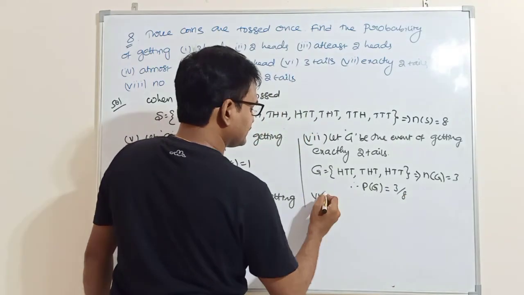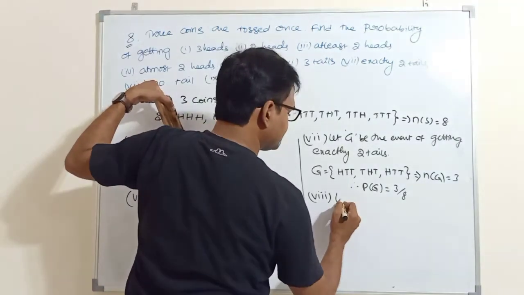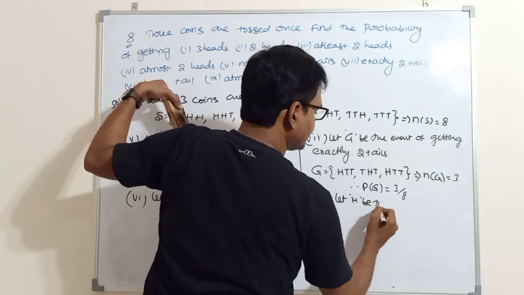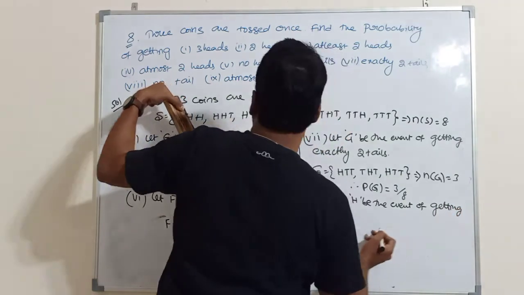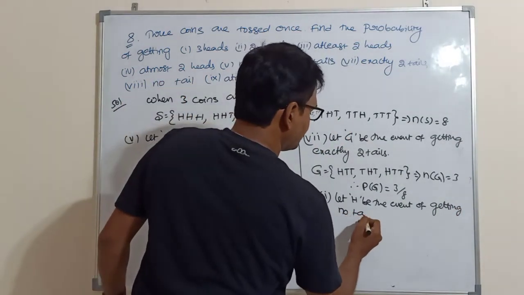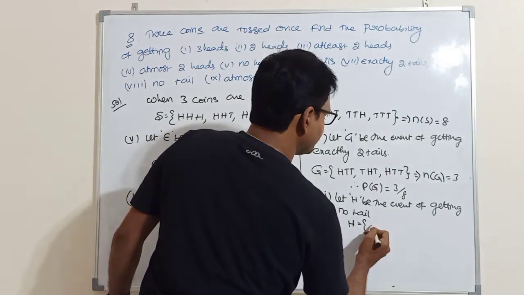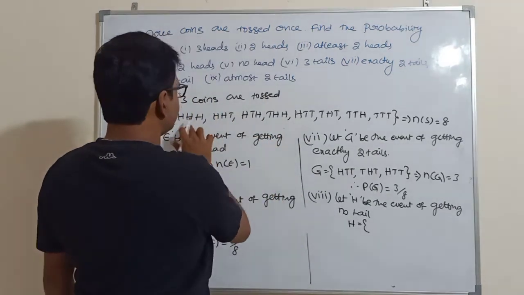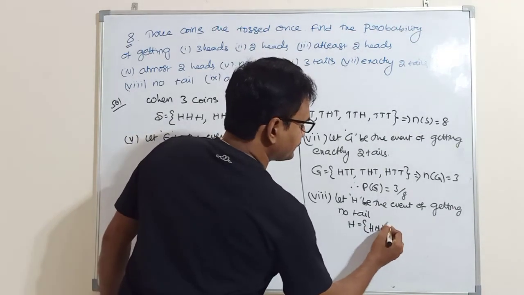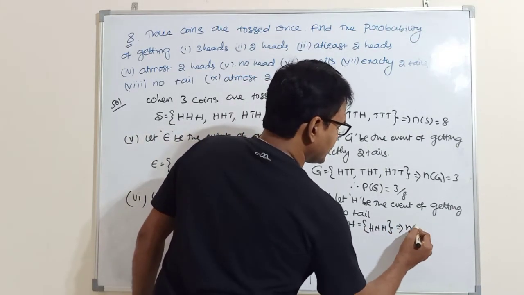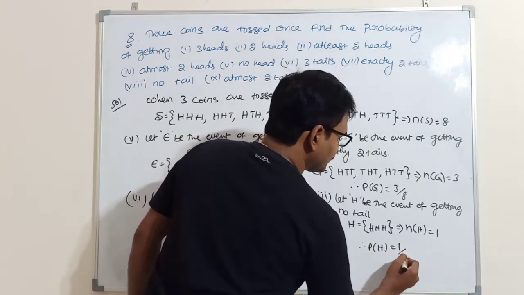Next, eighth question: no tail. Let H be the event of getting no tail. That means H is equal to triple H. Here there is no tail. In every sample point tails are there except in triple H. So the number of sample points in H is 1. Therefore P of H is equal to 1 out of 8.